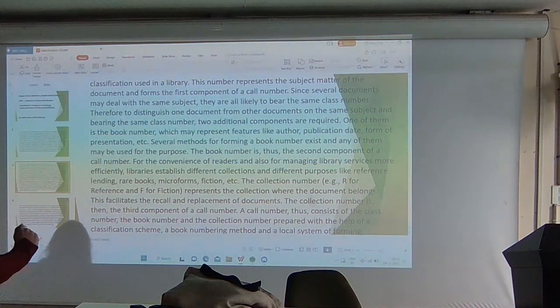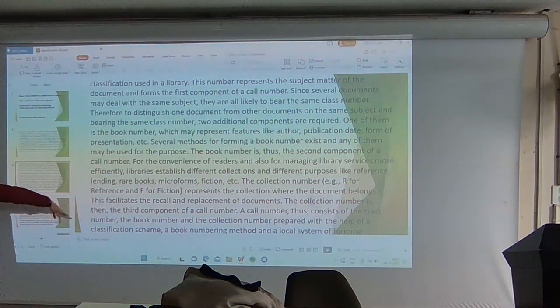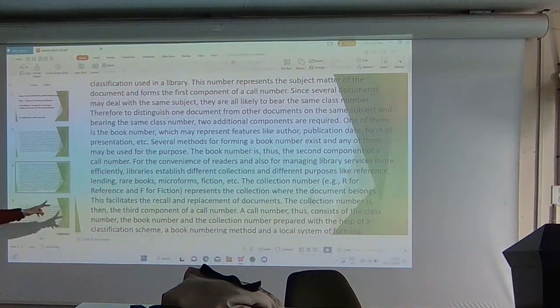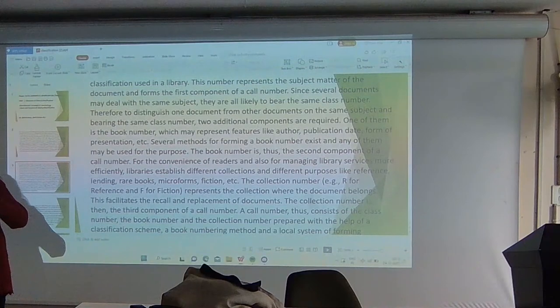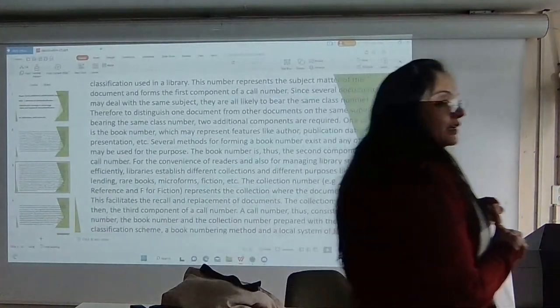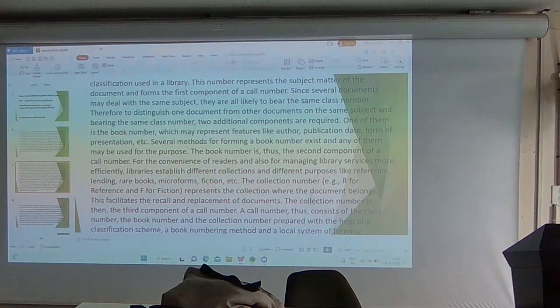All right. So, a call number does consist of the class number. Yeah, dear students. So, call number consists of the class number, the book number and the collection number, prepared with the help of a classification scheme, a book numbering method and a local system of numbering. So, in what manner do we have to give those numbers to our library? According to the different classification schemes. So, there is the Colon Classification scheme. There is UDC, Universal Decimal Classification scheme. There is DDC, that is Dewey Decimal Classification scheme.